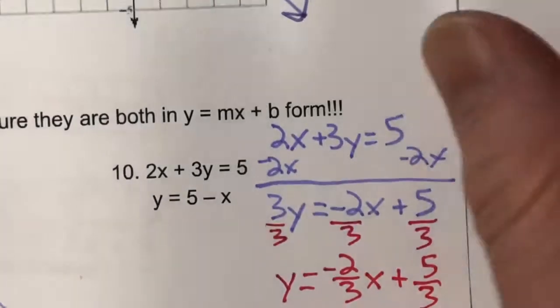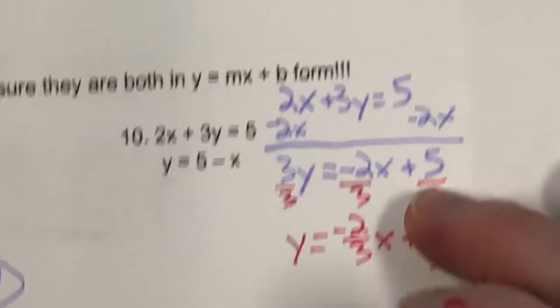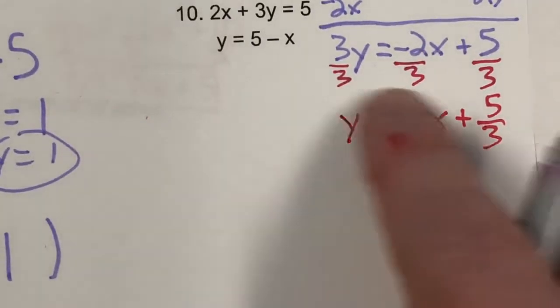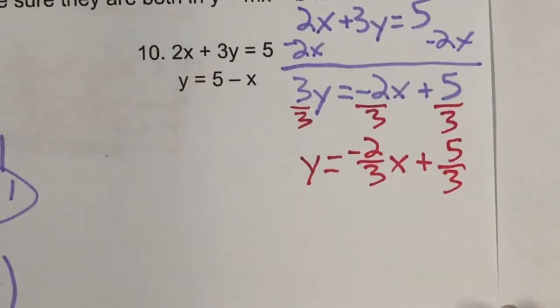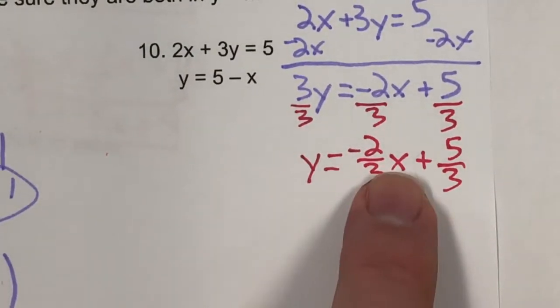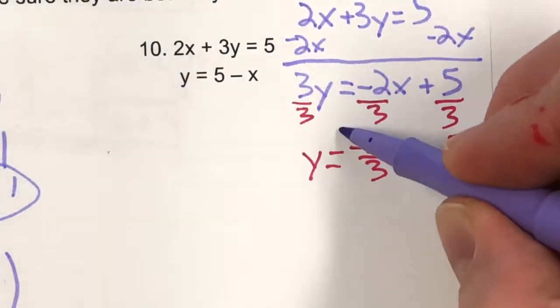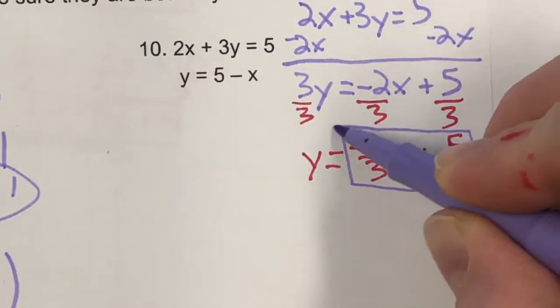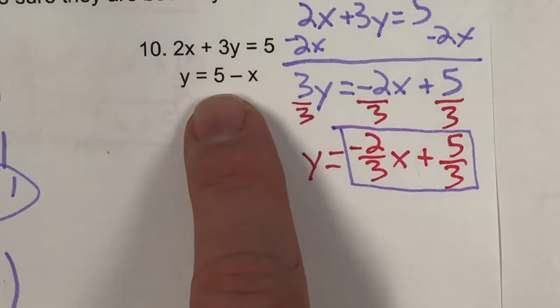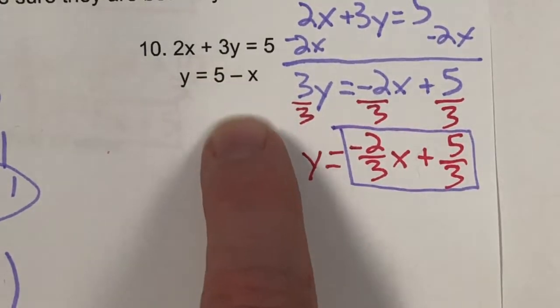This one's kind of a tough one to work with for sure, because I have to work with some fractions, which isn't the most fun, but I've got 2 fractions I have to deal with here. So now I have this piece, which is negative 2/3 x plus 5/3. And then I have this piece, which is 5 minus x.